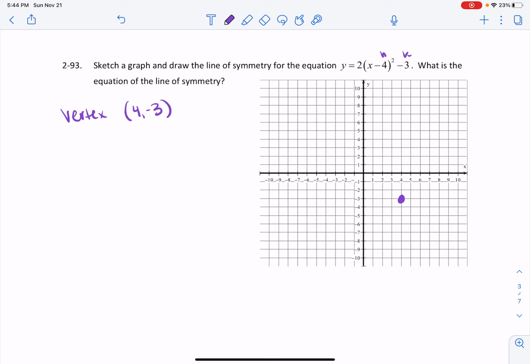Okay, and then it wants us to talk about the line of symmetry here. So that's something we could also use Desmos for, is we could go to Desmos and just take a look and see what this looks like. We could do this by hand, but one thing that you'll see with the h and the k, the h here is also the axis of symmetry. So we can do a dotted line right here. Okay. And it just says sketch the graph. So let's go ahead and take a look. Let's just go to Desmos.